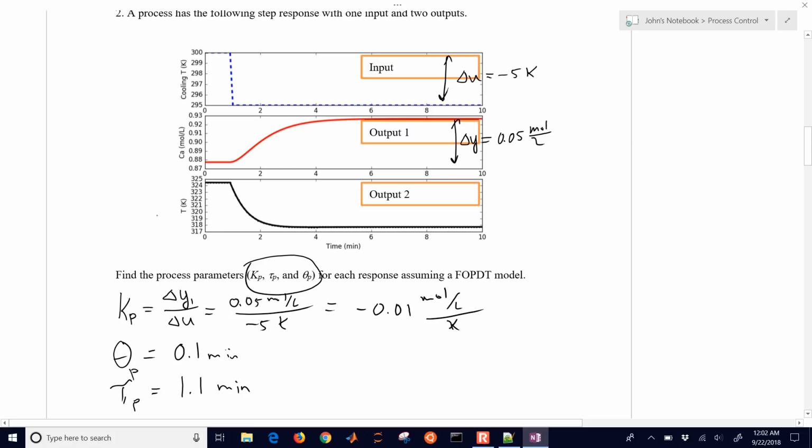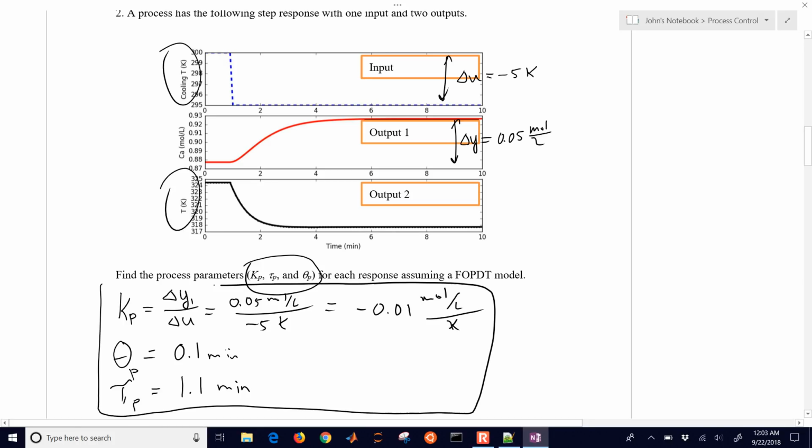Let's do it for the next one as well, the temperature. Okay, the temperature response, so I consider the cooling jacket temperature and the temperature between the input and the output 2. So this was for number 1 right here. If I do the same thing for this one, the Kp is going to be about -7 Kelvin divided by -5 Kelvin. So that's 7/5, and those two units are going to cancel. Then my dead time, it looks like I really don't have any dead time there, so I'm just going to say that's 0 minutes.